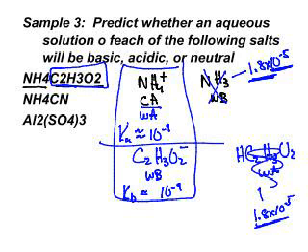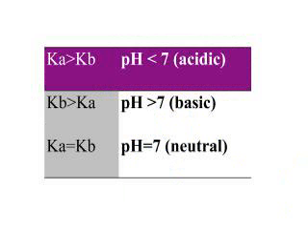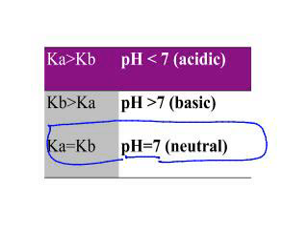This brings us to a cool chart. If the Ka is equal to the Kb, the pH is 7. So it's neutral. So we have a neutral one here. You'll see we have one of each, I think, in this particular problem set.